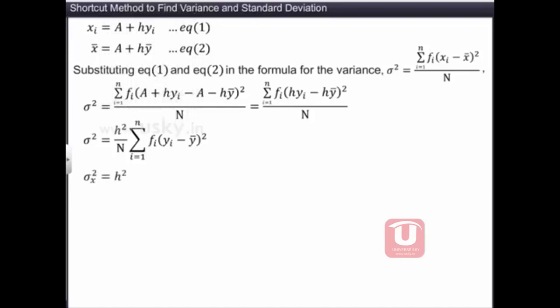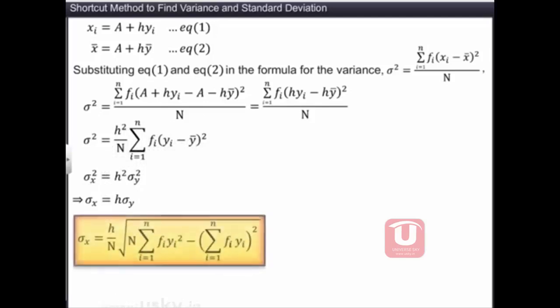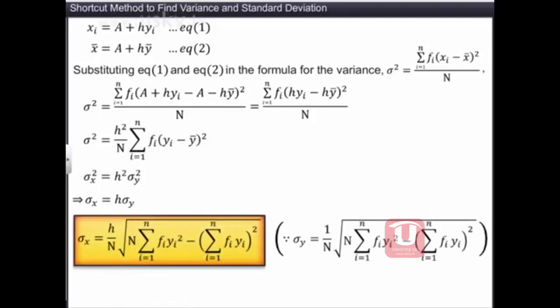Sigma x squared is equal to h squared multiplied by sigma y squared. On taking square root on both the sides, we get sigma x equal to h multiplied by sigma y. Sigma y can also be written as shown here. This is the formula for the standard deviation in the term of variable yi.